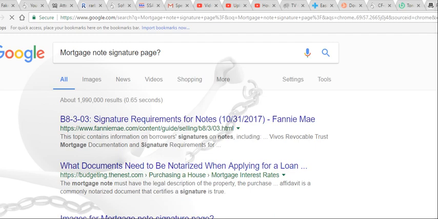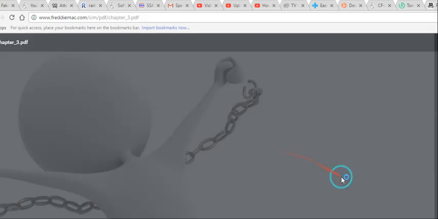Document delivery and processing procedure, Freddie Mac. We gotta go here because this is telling you what you guys have not done. Okay, look at that, signature requirement. See, they're saying signature requirement. They're not telling you have to endorse it. They're just saying signature requirement. Okay, this is a PDF. But we're going to go here because this is 10/31/2017.